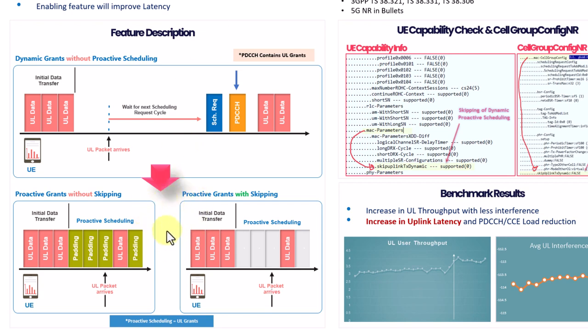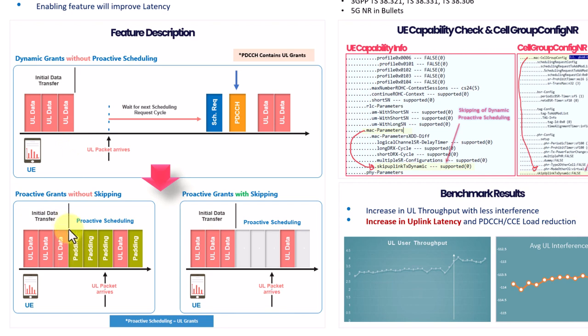As you can see in the first figure here in the bottom left, this is called proactive grants, or proactive scheduling, without something called skipping. We'll discuss it now. Assuming the same scenario, the user has finished uploading data, and after finishing the initial data transfer, he's now supposed to move to the inactive state.